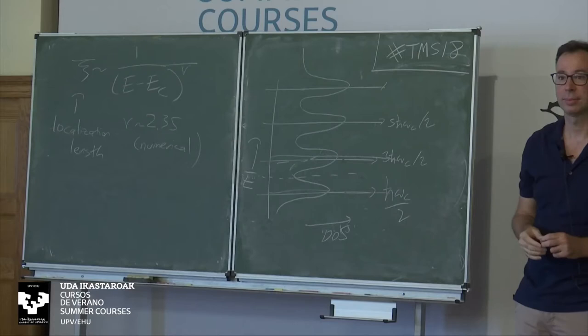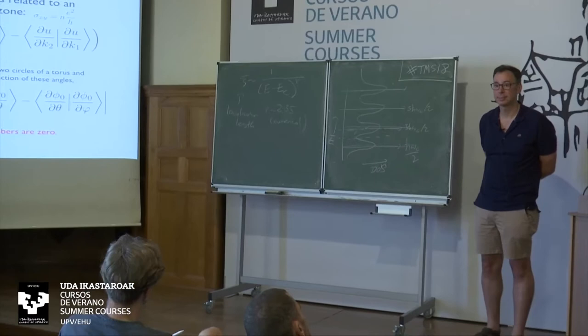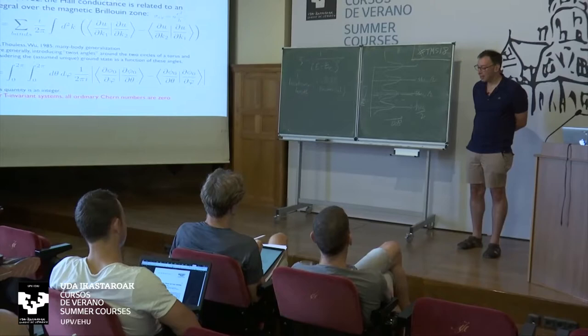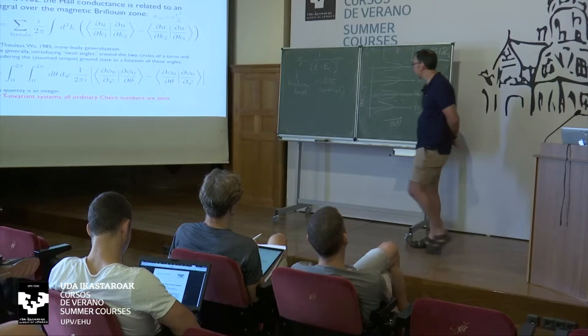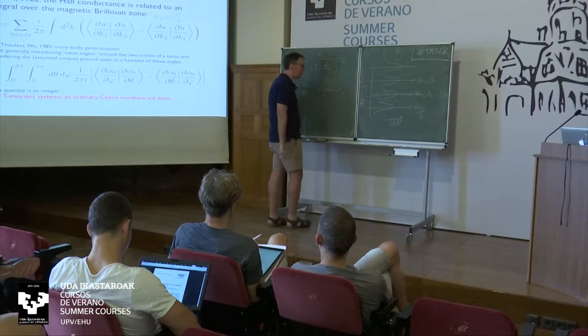Yes? I'm just curious about the localization length, the critical exponent. So you say it's numerical, but without interaction, can you recover it in experiment as well somehow? That's a controversial subject. There is at least one experiment. So to be precise, experiments measure the combination nu z, but it seems like z maybe is equal to 1. z is the so-called dynamical critical exponent.